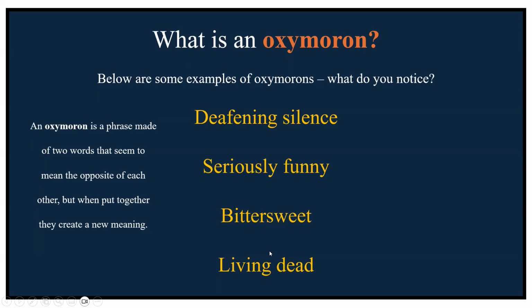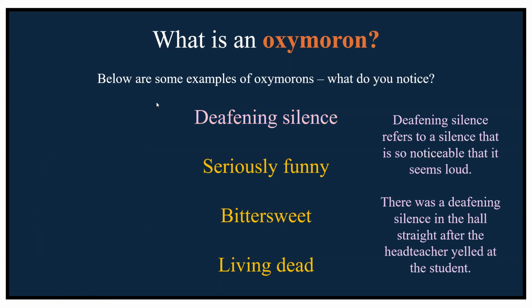So we've got the first one, which is deafening silence. What does that mean? Okay, deafening silence refers to a silence that is so noticeable that it seems loud. So imagine that you're in a place where it's completely silent, but because it's so silent, you notice the silence. The silence becomes quite loud. It becomes really clear that it's silent. Here it is in a sentence.